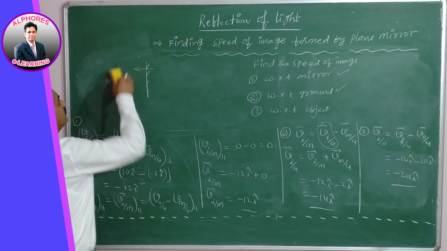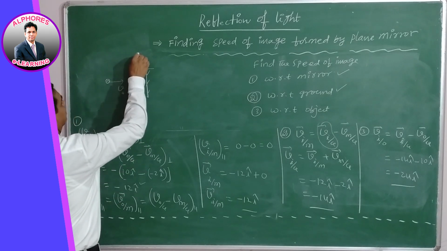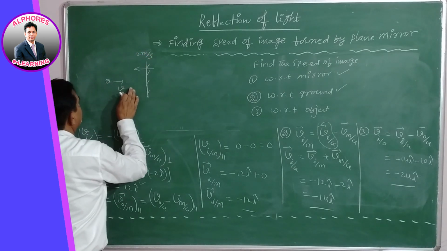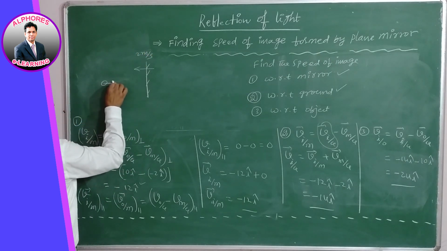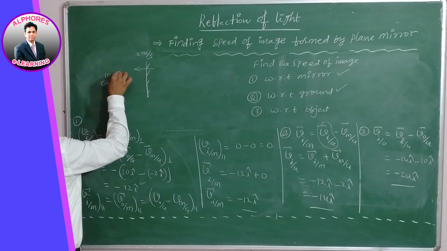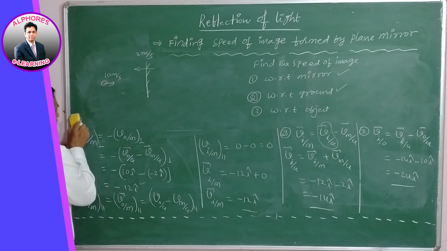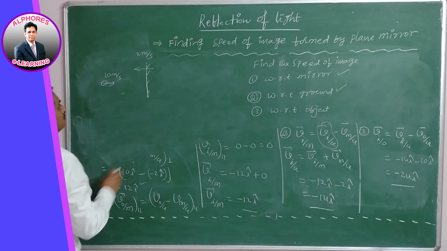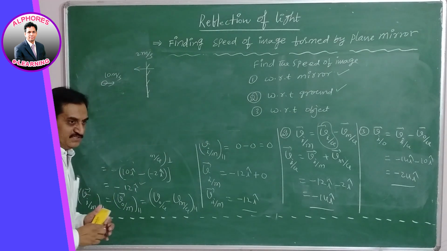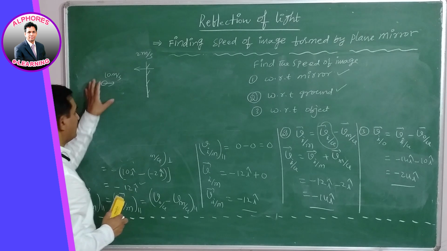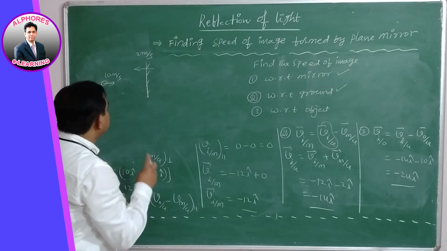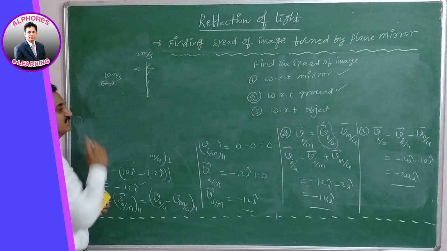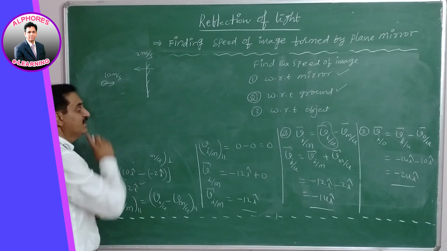So the mirror is moving with a speed of 2 meter per second. The object is moving with a speed of how much? 10 meter per second, right? Now, for our convenience, let us imagine this object is stationary. The mirror alone is approaching the stationary object.